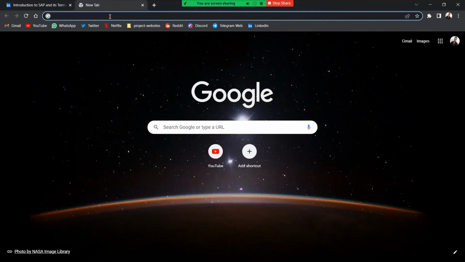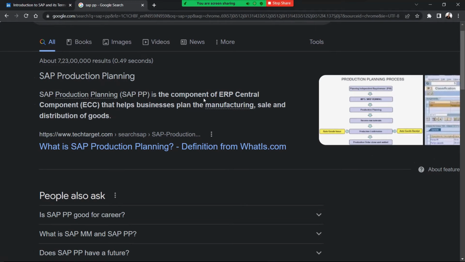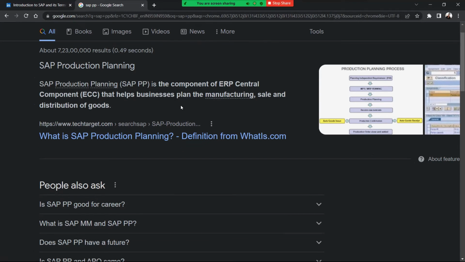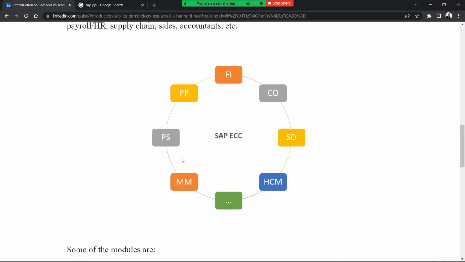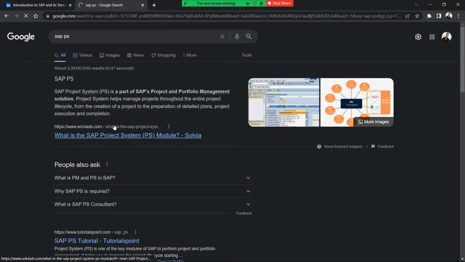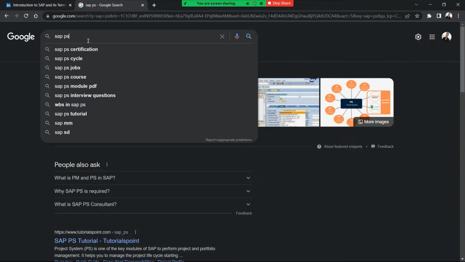Here you can see that SAP PP stands for production planning. It is also one of the core components of ECC. This SAP PP helps businesses to plan the manufacturing, sales, and distribution of goods. And also we have material management. SAP PS stands for project system. It is a part of SAP's product and portfolio management. And also we have FI and CO, like SAP FICO here.